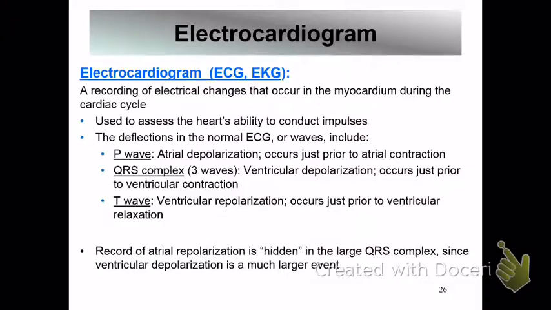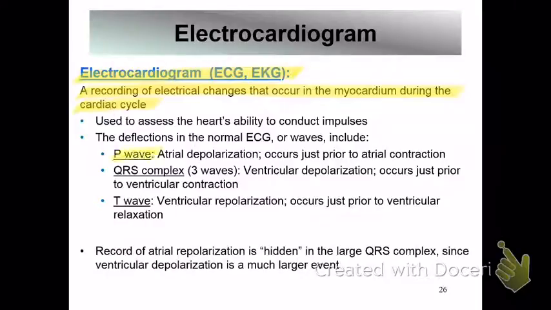Okay, EKG or ECG, and we know it's an electrocardiogram. That starts with a C, but the K comes from Germany, since cardiac starts with a K in German. Okay, you have different waves, so highlight what it is. An EKG is a recording of electrical changes that occur in the myocardium during the cardiac cycle. It's used to assess the impulses, so you're actually measuring those impulses.